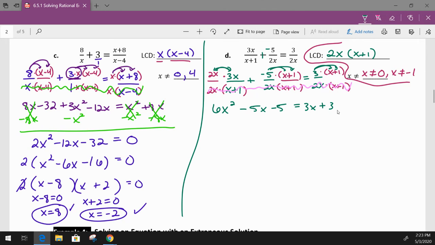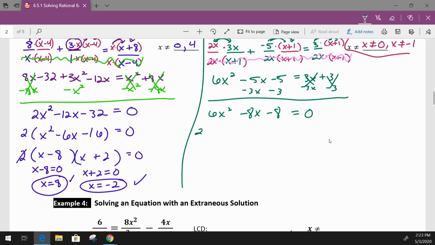Now, again, we got a quadratic equation, so we need to set it equal to 0. Subtract 3x and 3 from both sides of the equation. So now we have 6x squared minus 8x minus 8 equals 0. Again, we can factor out a 2, which is convenient, making the numbers a little bit smaller, easier to work with. But it doesn't give us a leading coefficient of 1, which means we're not going to be able to factor it quite as easily as we were the others.